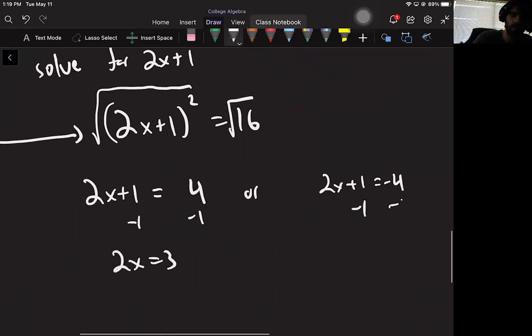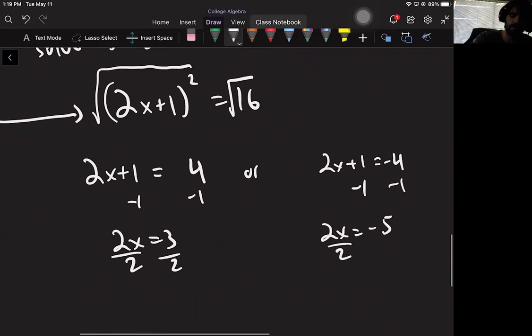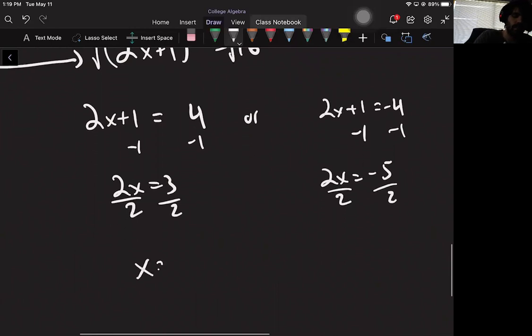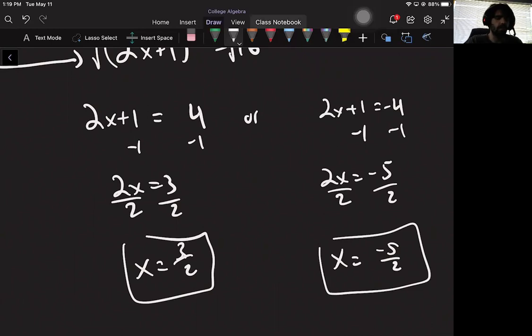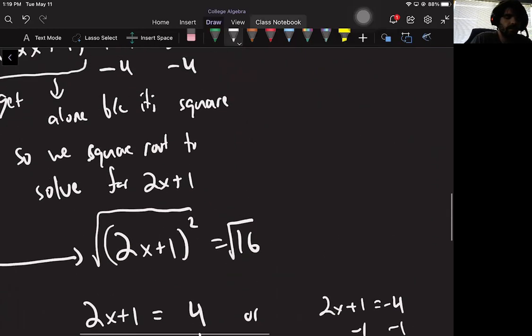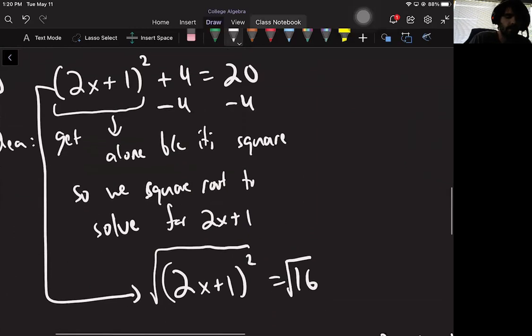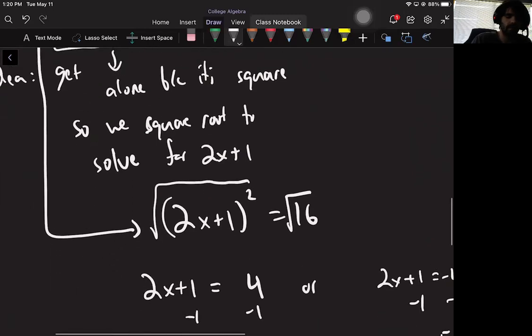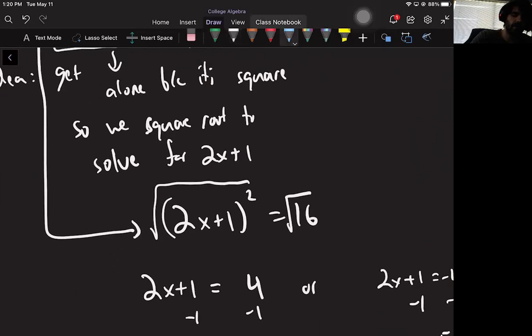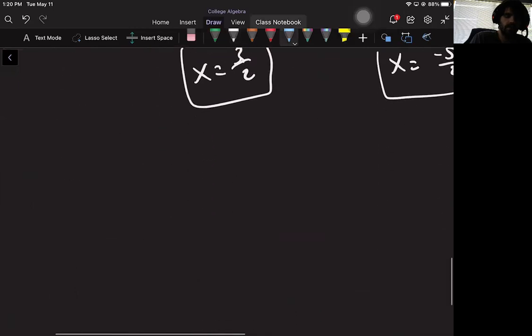So subtract 1, and we have to divide by 2. And then that'll do it. 3 over 2 and -5/2. So this is how we solve for x. Same idea, just a little bit more complicated. And this is what's going to motivate our technique, actually doing something like this. Noticing that it doesn't just have to be x squared, but it could be some bigger expression squared like this. And as long as I have that, I can square root, and that'll help me solve.